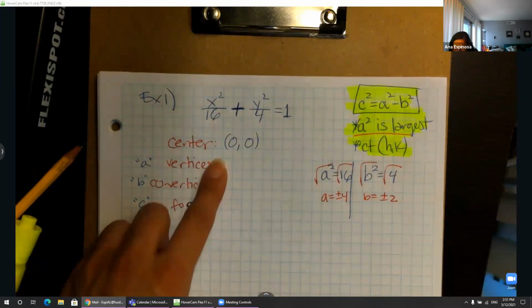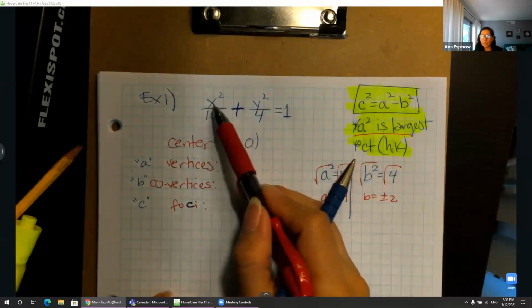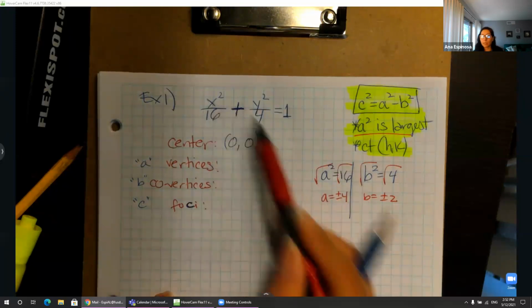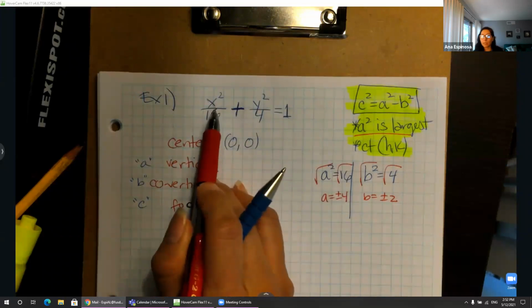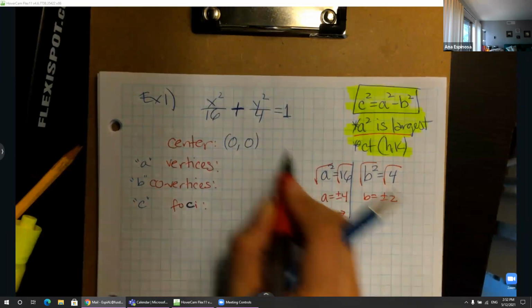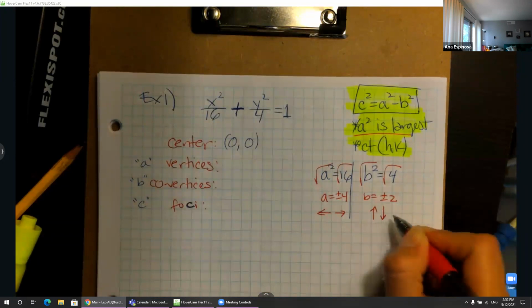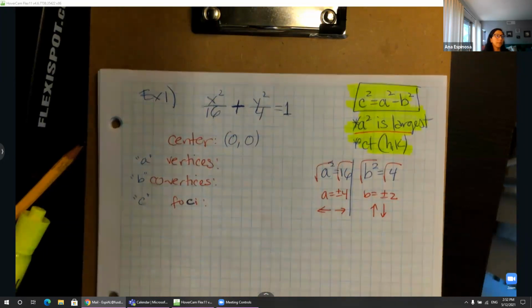I still don't want to fill these out because I still don't know if it's horizontal or vertical. Let me show you how to figure it out. If the number that you chose, 16, is underneath the x, that 4 is going to move the same way the x runs. So it's going to be left, right. If that number is below the y, it runs vertical. Okay. All right, let's keep on going.